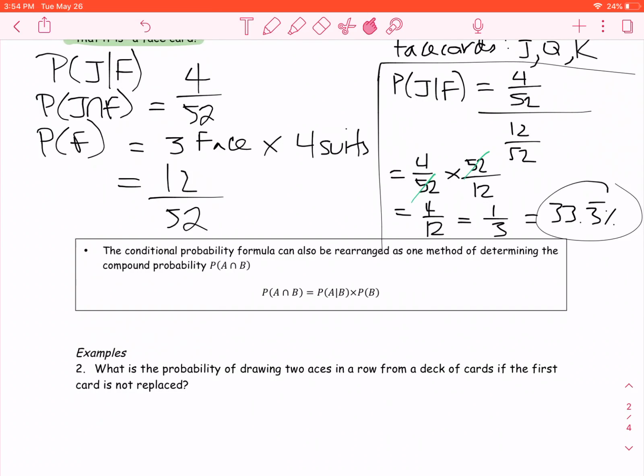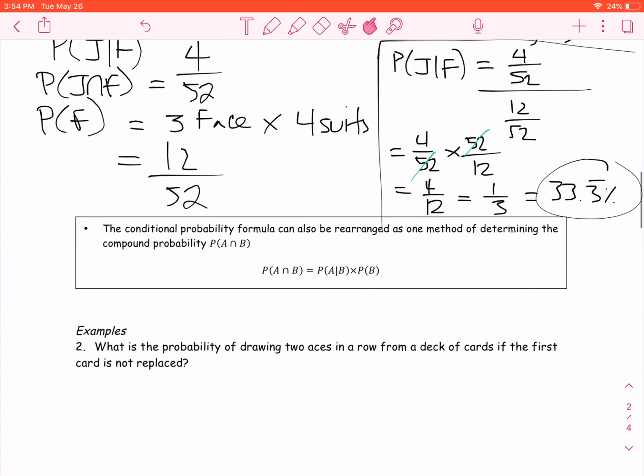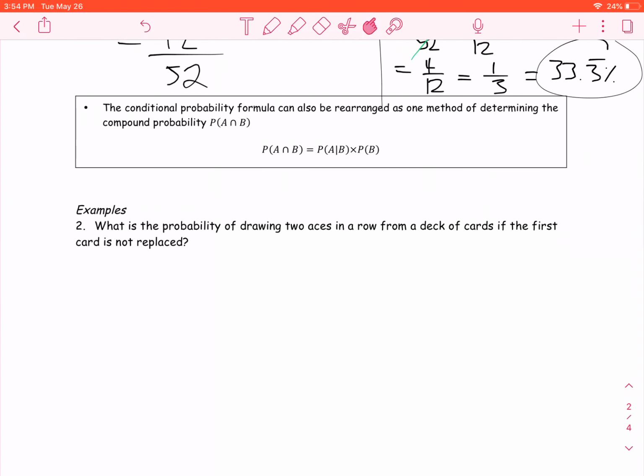In that, we want to see what is the probability of drawing 2 aces in a row from a deck of cards if the first card is not replaced. Sometimes in probability questions, you might take a card out of a deck and it is left out of the deck. So when you draw your second card, there's not 52 cards anymore, there's one less. There's now 51 cards. Just keep that in mind as we do our probability questions.